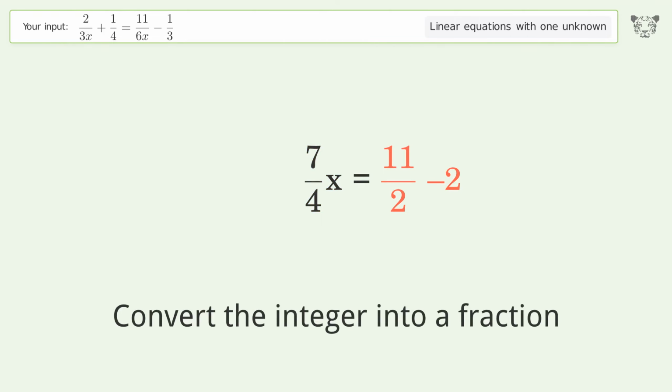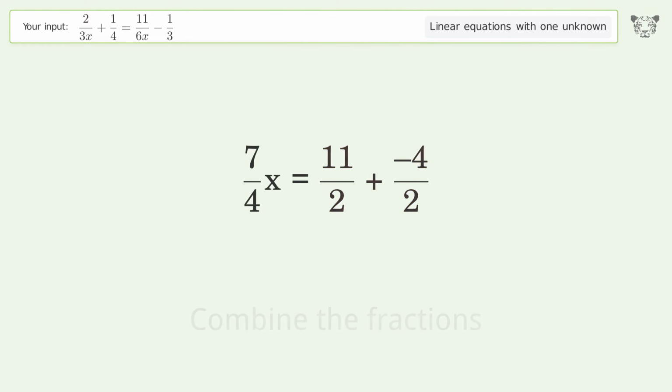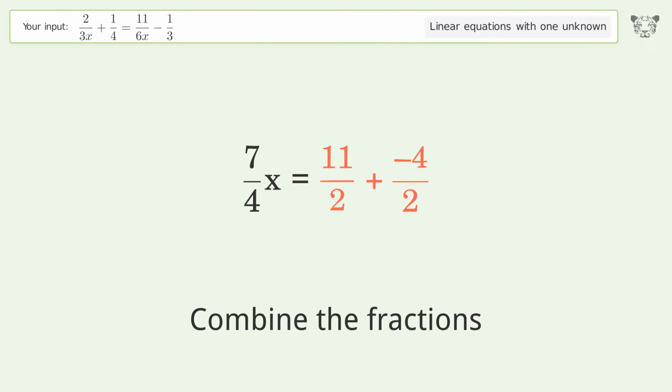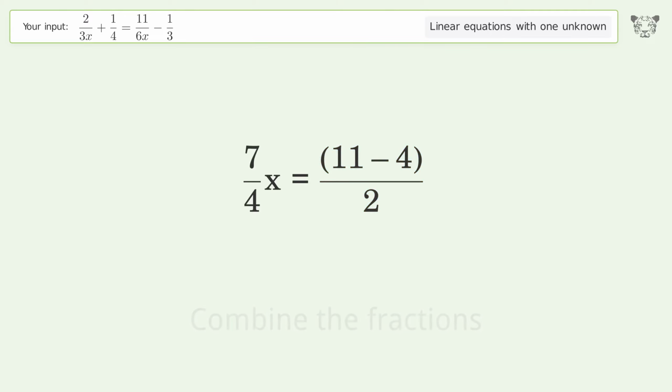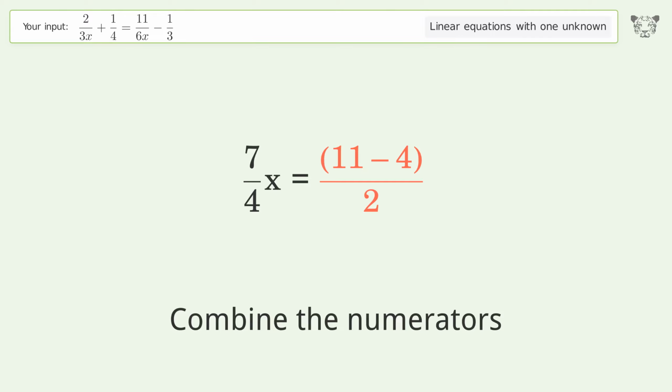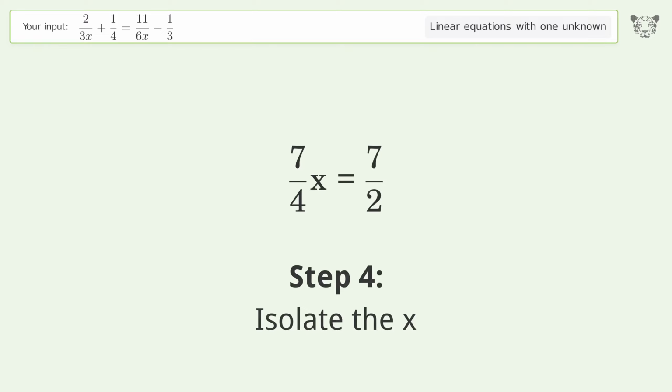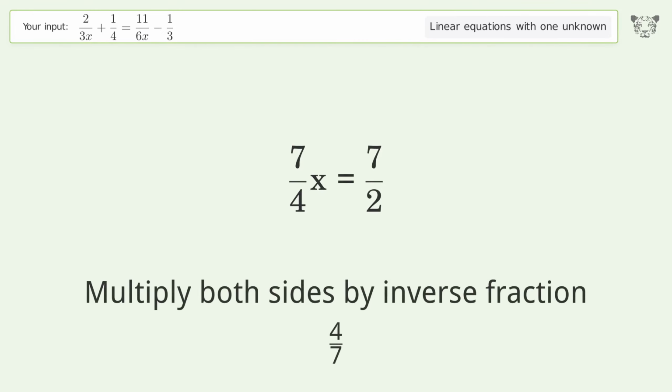Convert the integer into a fraction. Combine the fractions. Combine the numerators. Isolate the x. Multiply both sides by inverse fraction 4/7.